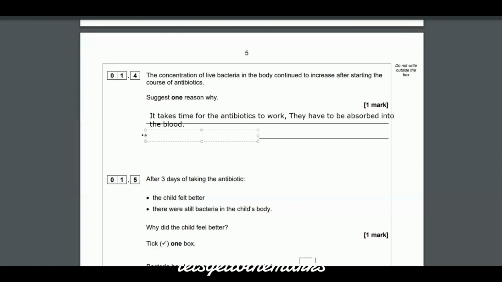And there's a whole bunch of answers you could give here that would be sensible. There's a time delay before the antibiotics get to the bacteria. It takes time to travel through the body, etc. Time to be absorbed by the blood, as I've gone for. So anything sensible will get you the mark.